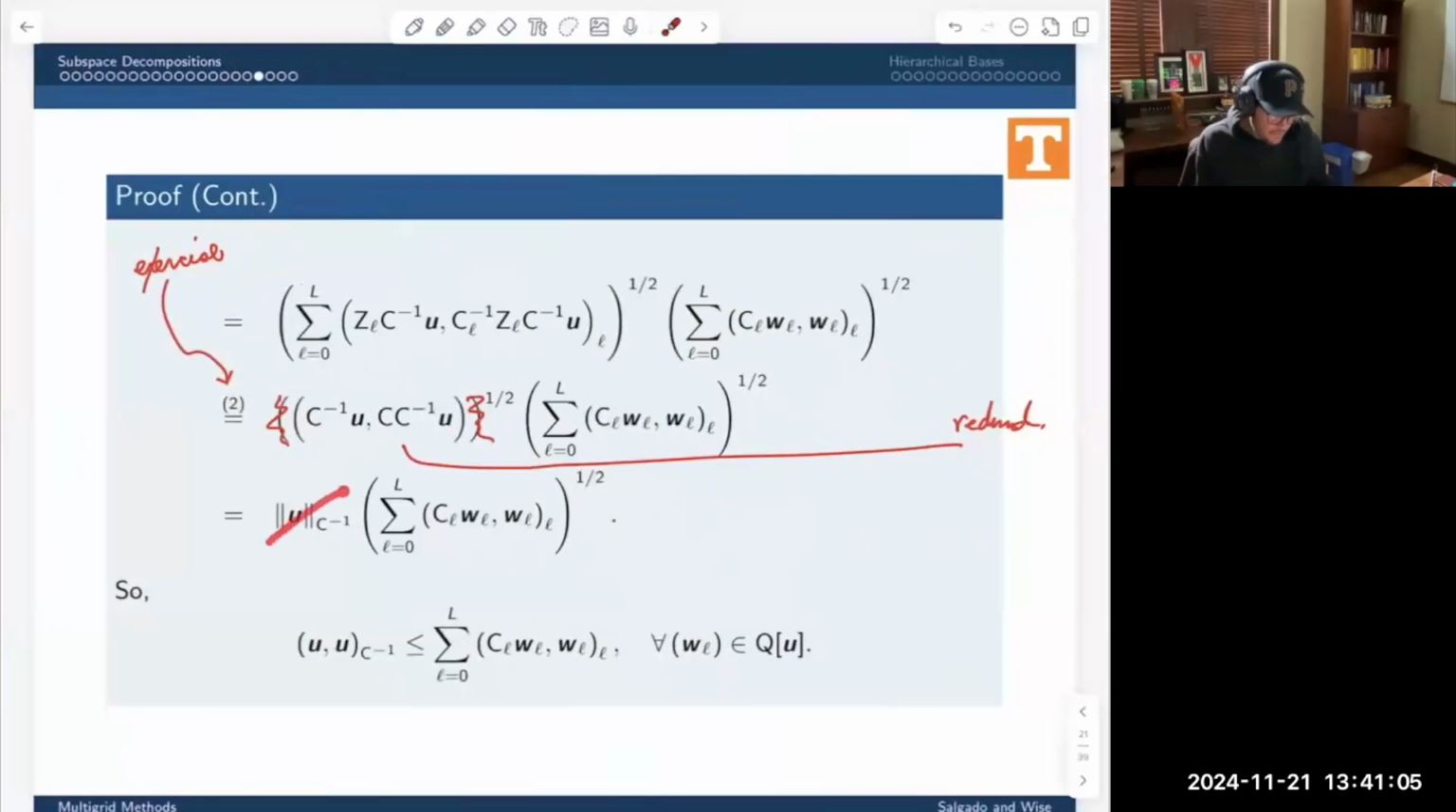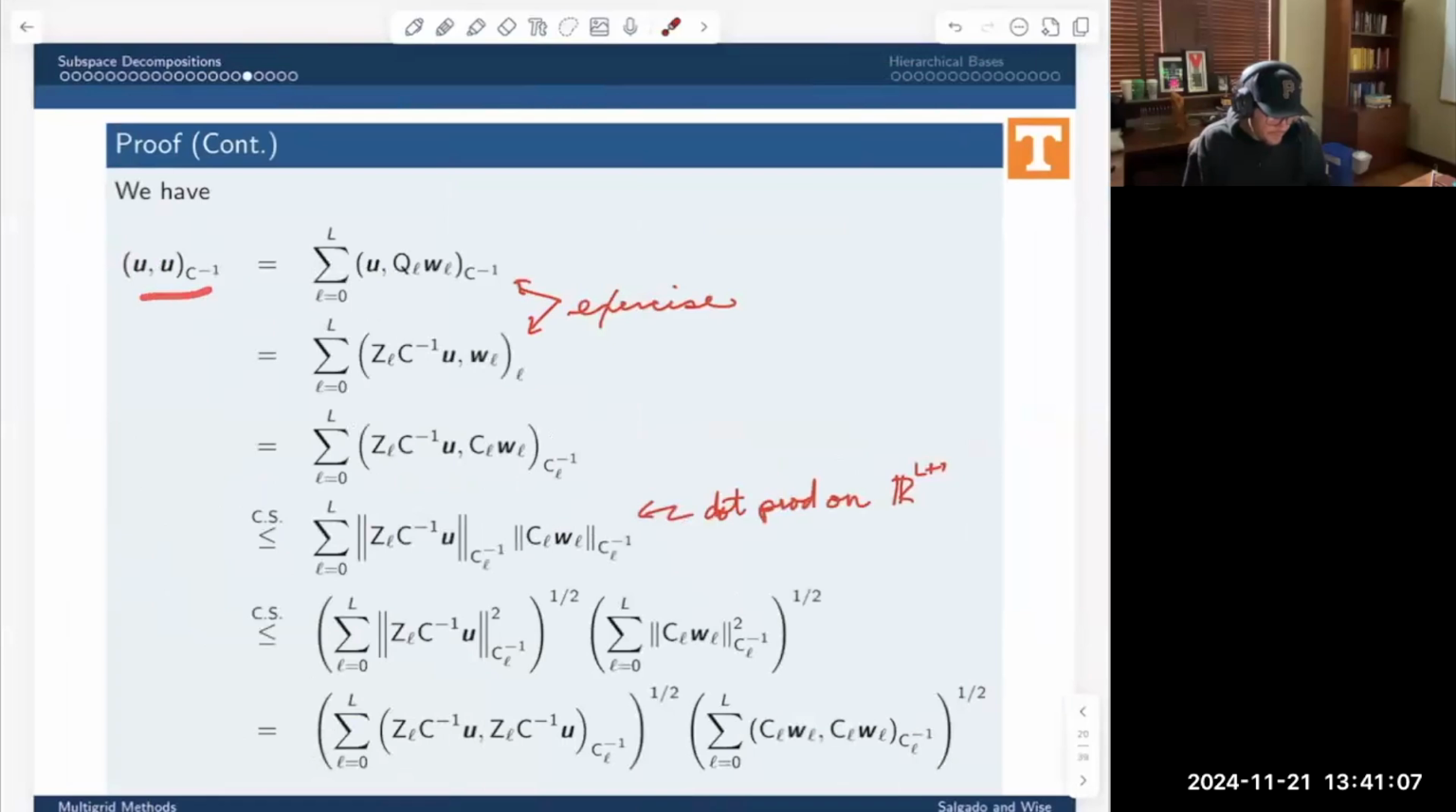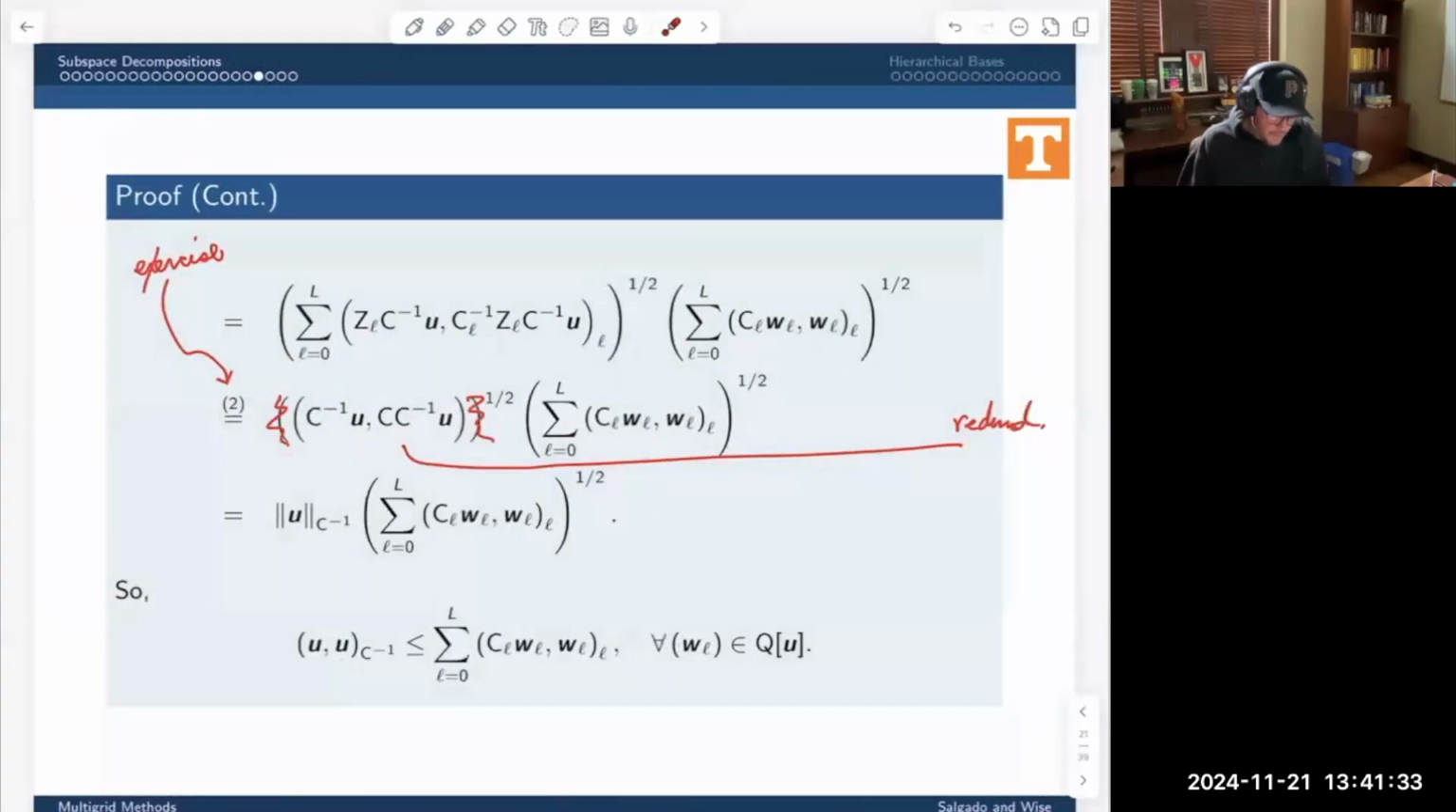So I can use the cancellation property to cancel one of those guys, right? So this is the norm C inverse squared. Now you can't use the cancellation property if U is already equal to 0. So to use cancellation, you've got to say, I'm going to assume that U is not equal to 0. But if it's equal to 0, I'm going to end up with a triviality to begin with. Okay, so cancellation is possible as long as I assume that U is not equal to 0.